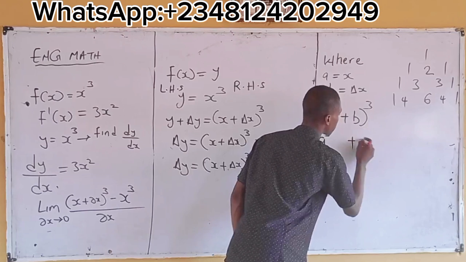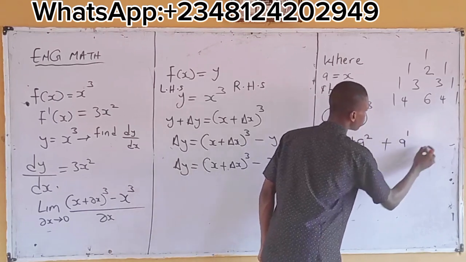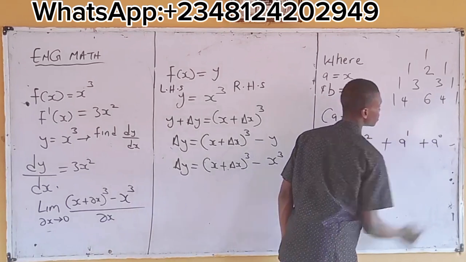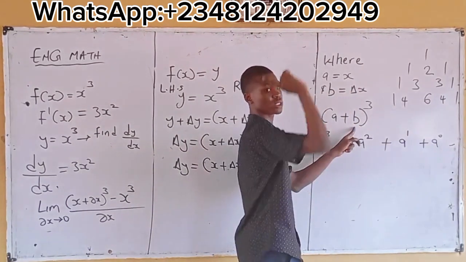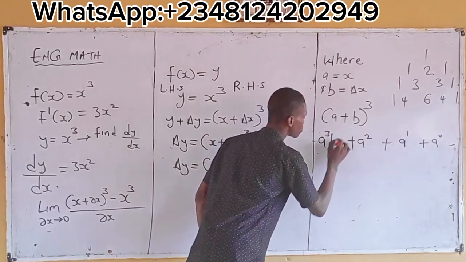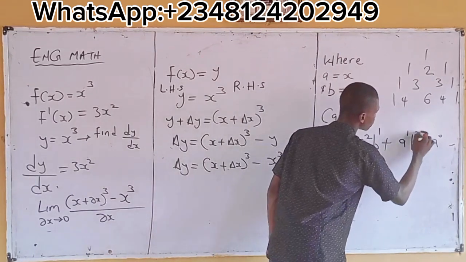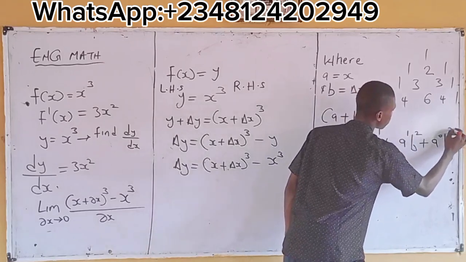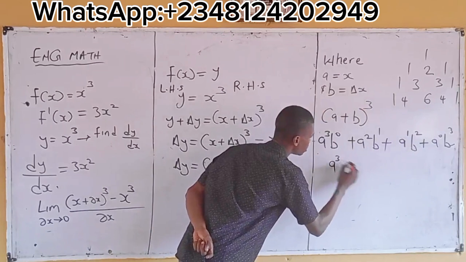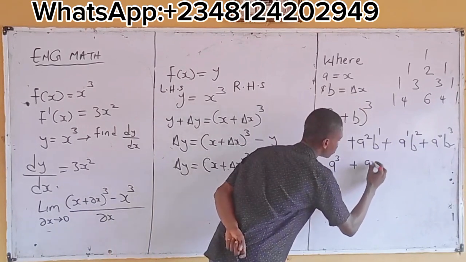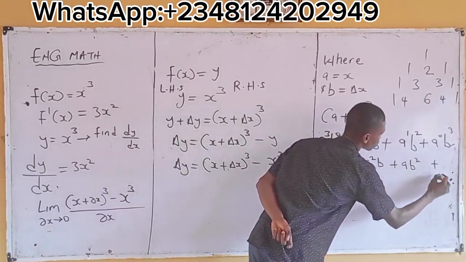a raised to the power of 2 plus what? A raised to the power of 1 plus a raised to the power of 0. For the next term, b. B is starting from 0 up to what? 3. Meaning b raised to the power of 0, b raised to the power of 1, b raised to the power of 2, and b raised to the power of what? 3. Then from here, what do you have? A raised to the power of 3 plus a squared b plus ab squared plus what?